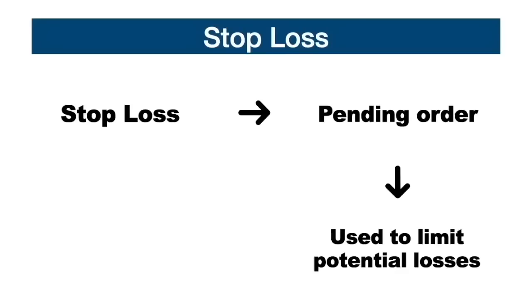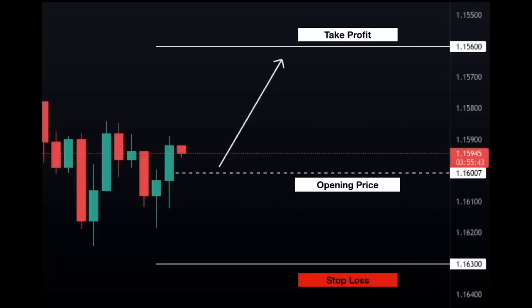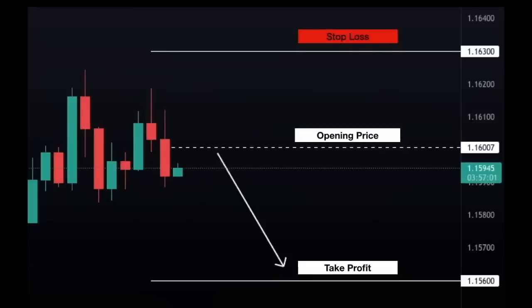A stop loss is a pending order that traders place in advance to limit their potential losses. If price goes against your analysis, the stop loss will automatically close the trade, protecting your capital from further losses. The stop loss consists of a lower price when you buy, and a higher price when you decide to sell. The stop loss will help to eliminate the temptation to keep your trade open in the hope of getting back into profit, even when there are clear signals to exit the trade.